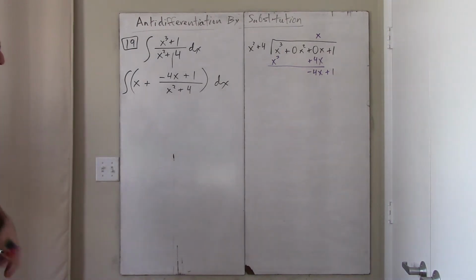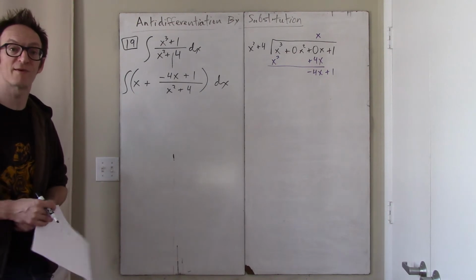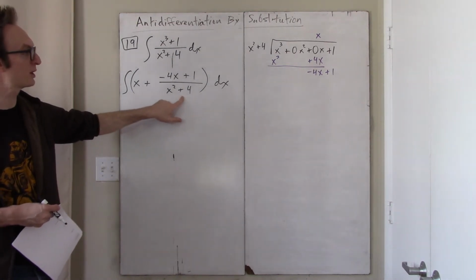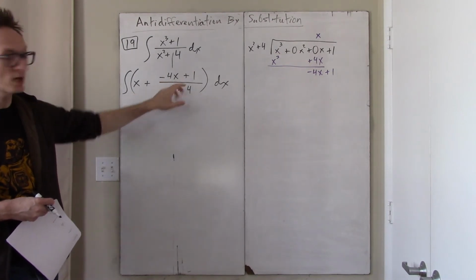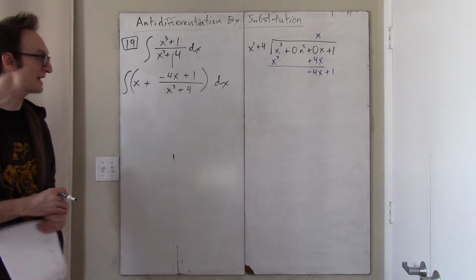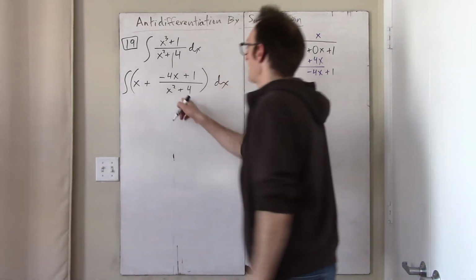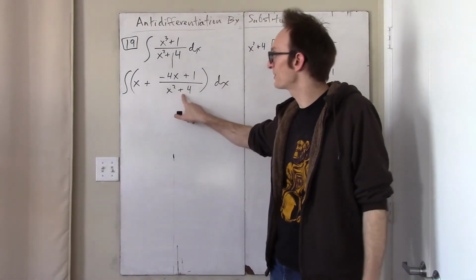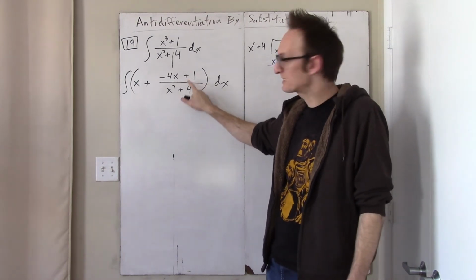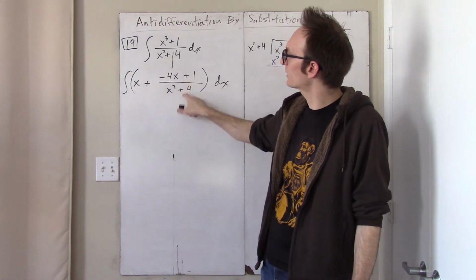Well, looking back on the previous problem, isn't it true that the derivative of a quadratic is a linear? So perhaps we could hope for the derivative of x squared plus 4 to be negative 4x plus 1, give or take a constant, in which case we could handle it that way. But it doesn't quite work, right? Because what is the derivative of x squared plus 4? It's 2x. So this 1 is just out of place, basically. It's just kind of not working.